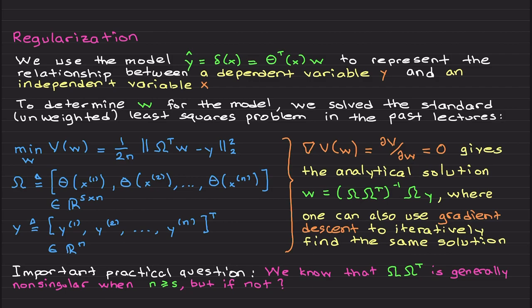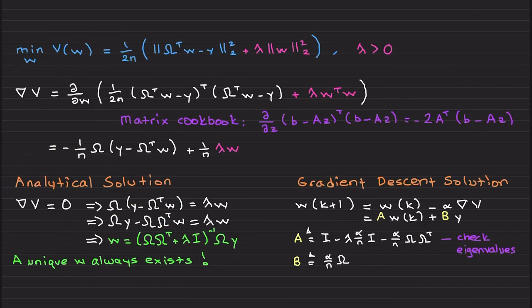So let's introduce the regularization process. In the regularization process, we add an additional term to the cost function that we are going to minimize. Here is lambda times the norm of w, and lambda is a positive constant, a scalar. So when you take the gradient of v, the partial derivative with respect to w, from the first term you have this, and from the second term you have lambda w transpose w. So this portion is added to the cost function that you have.